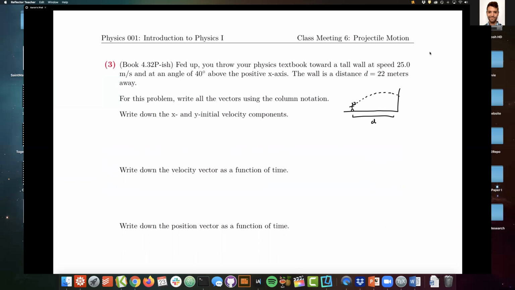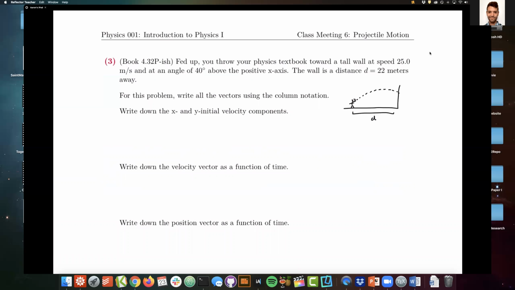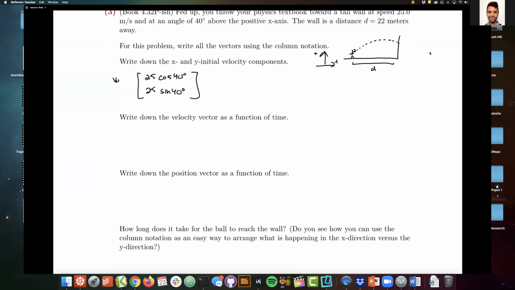Write down the x and y initial components. So in that case, it is 25 meters per second, but then the horizontal direction would be cosine of 40, and the vertical direction it'd be sine of 40. Both of those are positive, so we're taking up and to the right as the positive directions. Write down the velocity, and this would be v naught x, v naught y as a vector.